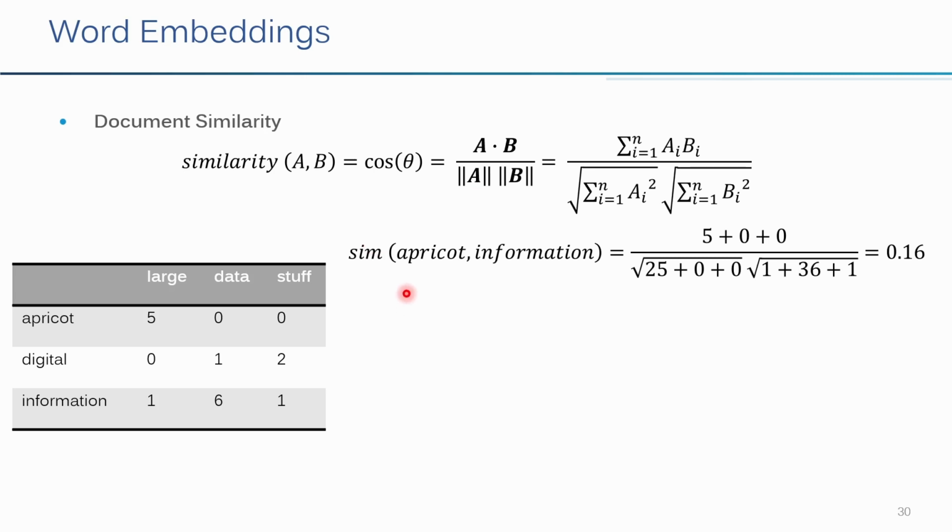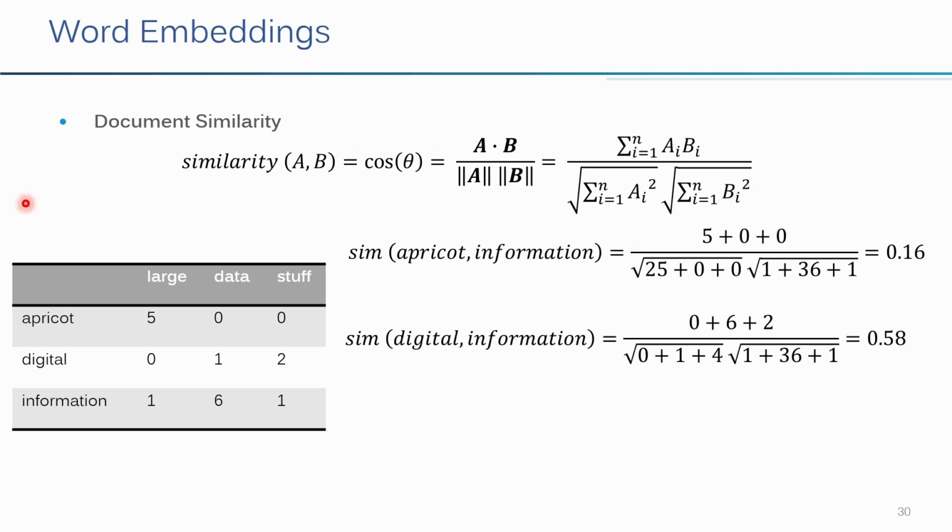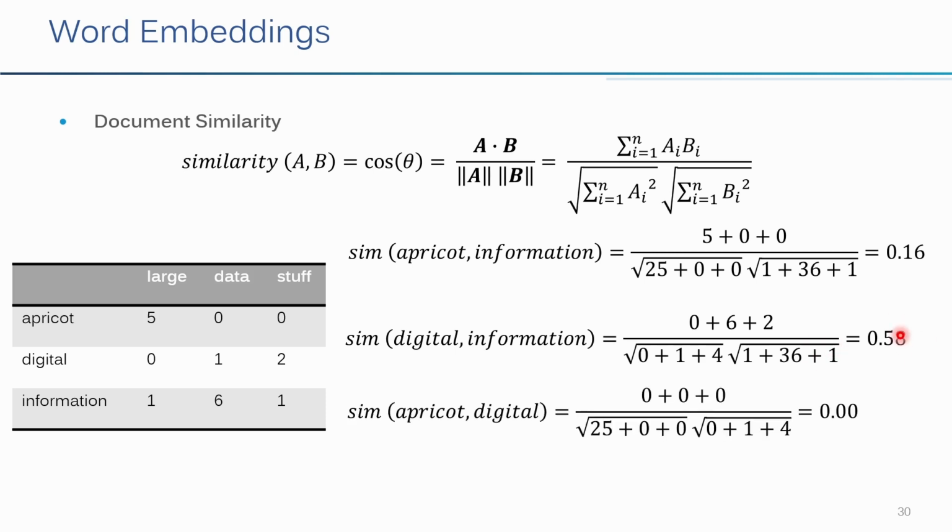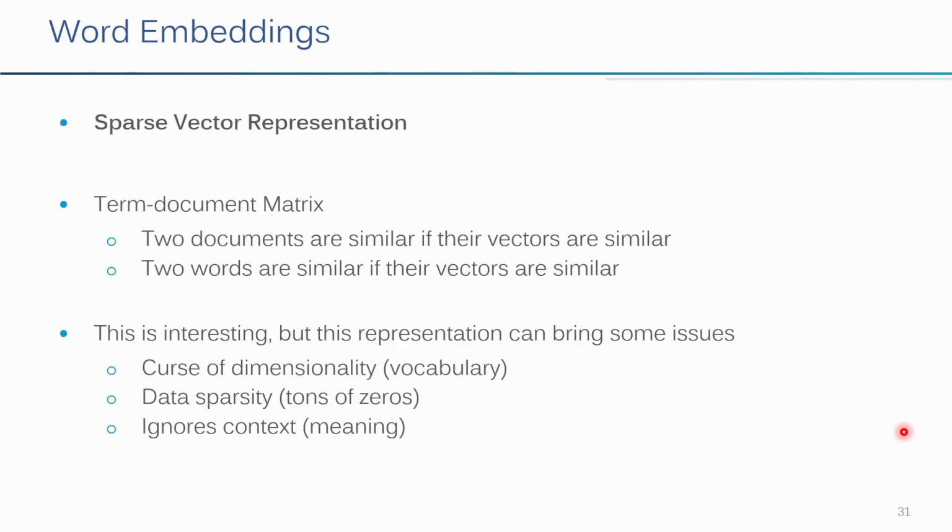Between apricot and information, we have a similarity of 0.16. Digital and information, of course, considering the features that we have right here, have a higher similarity. And when the documents don't have any overlapping features, or their overlapping features are somehow zero, we'll see that when we do the dot product, they're not similar at all. In this sparse representation, every time we compare things, it's kind of a hard cut. We don't have things smoothed out, which makes things a bit complicated, but we'll get away from this.